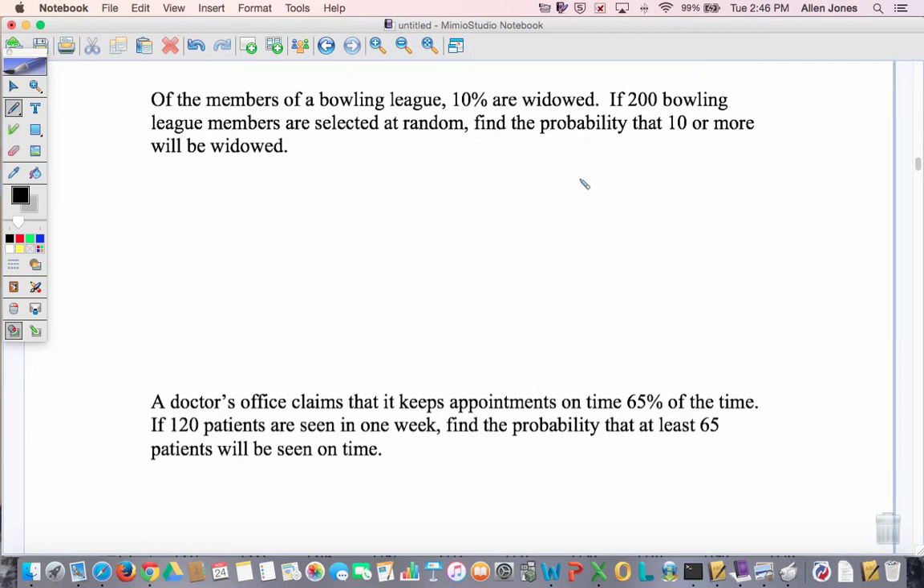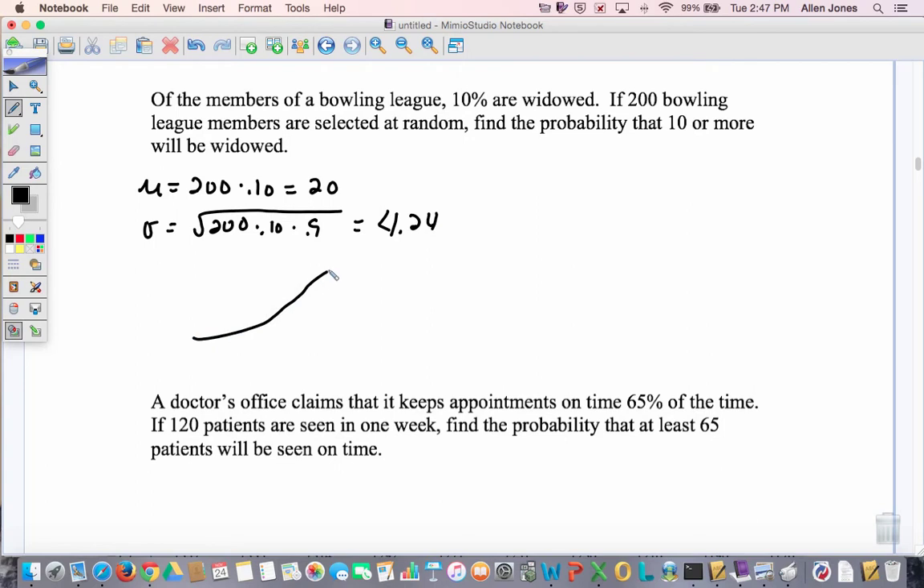Of the members of a bowling league, 10% are widowed. If 200 bowling league members are selected at random, find the probability that 10 or more will be widowed. So notice no mention of a mean, no mention of a standard deviation. So our mean is our 200 members times our 10% chance of being widowed, so our mean is 20. Our standard deviation is the square root of 200 times 0.10 times the complement, which is 0.9, and that gets us a standard deviation of 4.24.